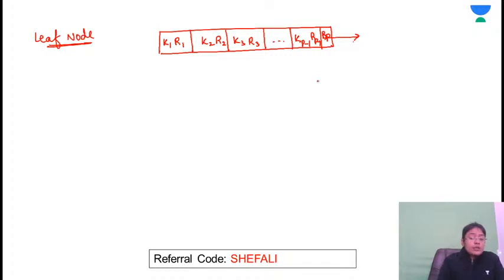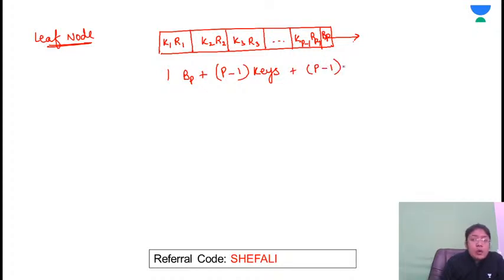Are you following this concept? We are doing this quickly because we have already discussed this in B tree. So here this is having one block pointer, P minus 1 keys, and P minus 1 record pointers. This is for the leaf node.